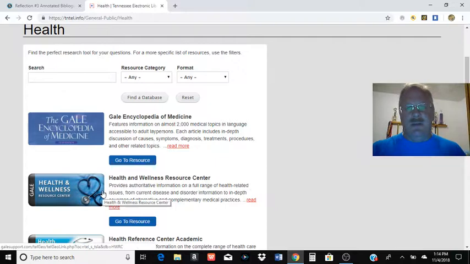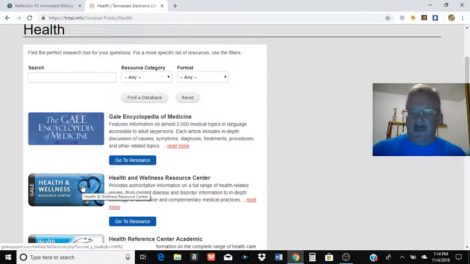So it's probably going to be written more in layman's terms, going to be a little more comprehensive, maybe a little more general as well. You might be doing other research on something very specific, like current research on the disease or what the future looks like. But you can try any of these. We'll try the Gale Encyclopedia of Medicine first.